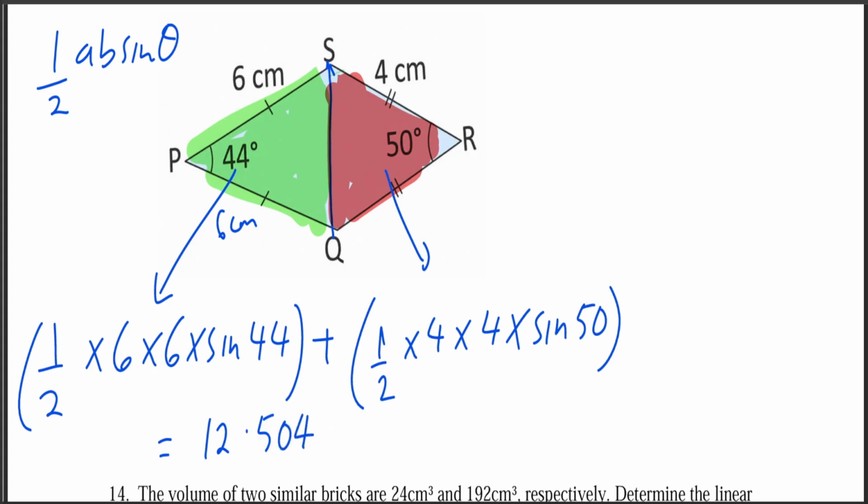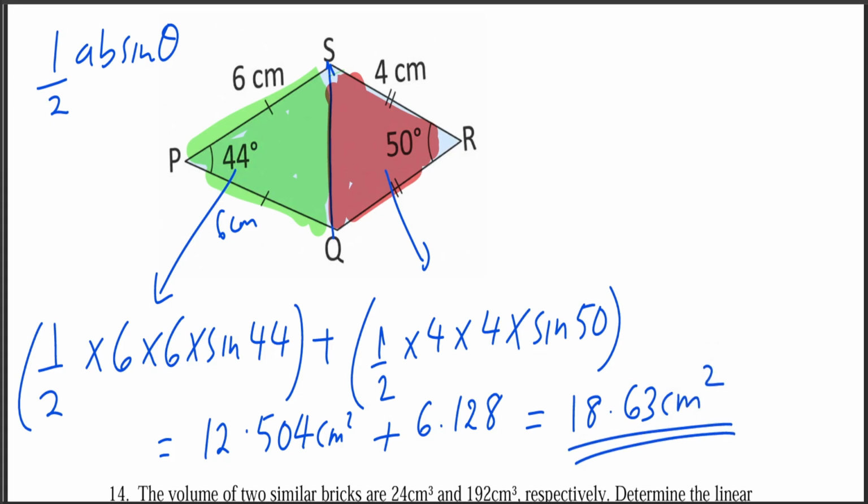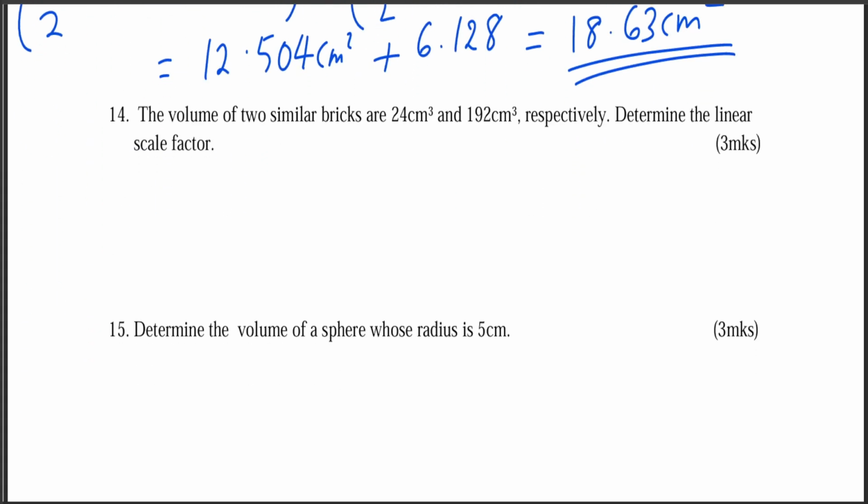So let's say 504 centimeters square plus a half times 4 times 4 times sin 50 is going to give us 6.128. So if you add these two, let's see how much it is going to give us. 18.63 centimeter square. Correct.